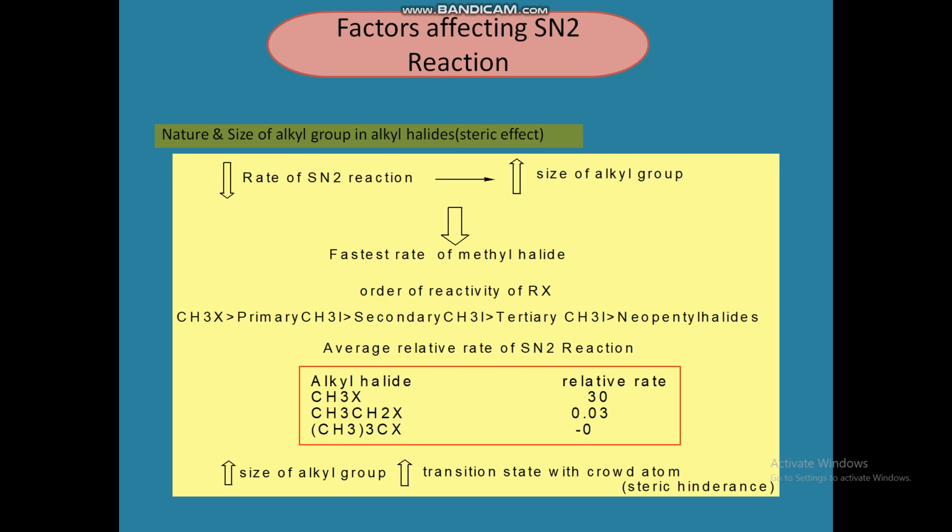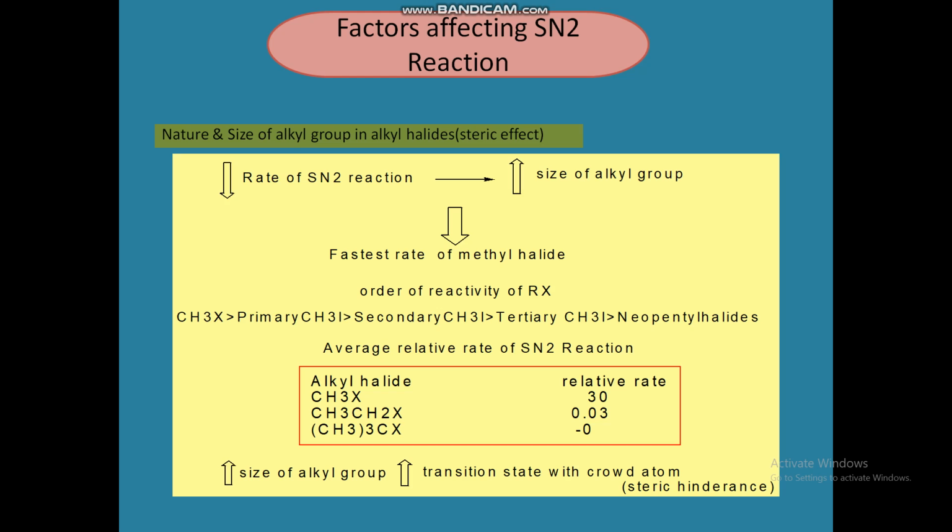As the size of the alkyl group increases, what is happening is that the transition state becomes more crowded. Size means the CH3 groups, the alkyl groups, are increasing. The transition state becomes crowded with atoms. This spatial crowding is known as steric hindrance. So the energy of the crowded transition state is higher than that of the less crowded transition state. Thus the rate of reaction decreases as we move in the series methyl, primary, secondary, tertiary.